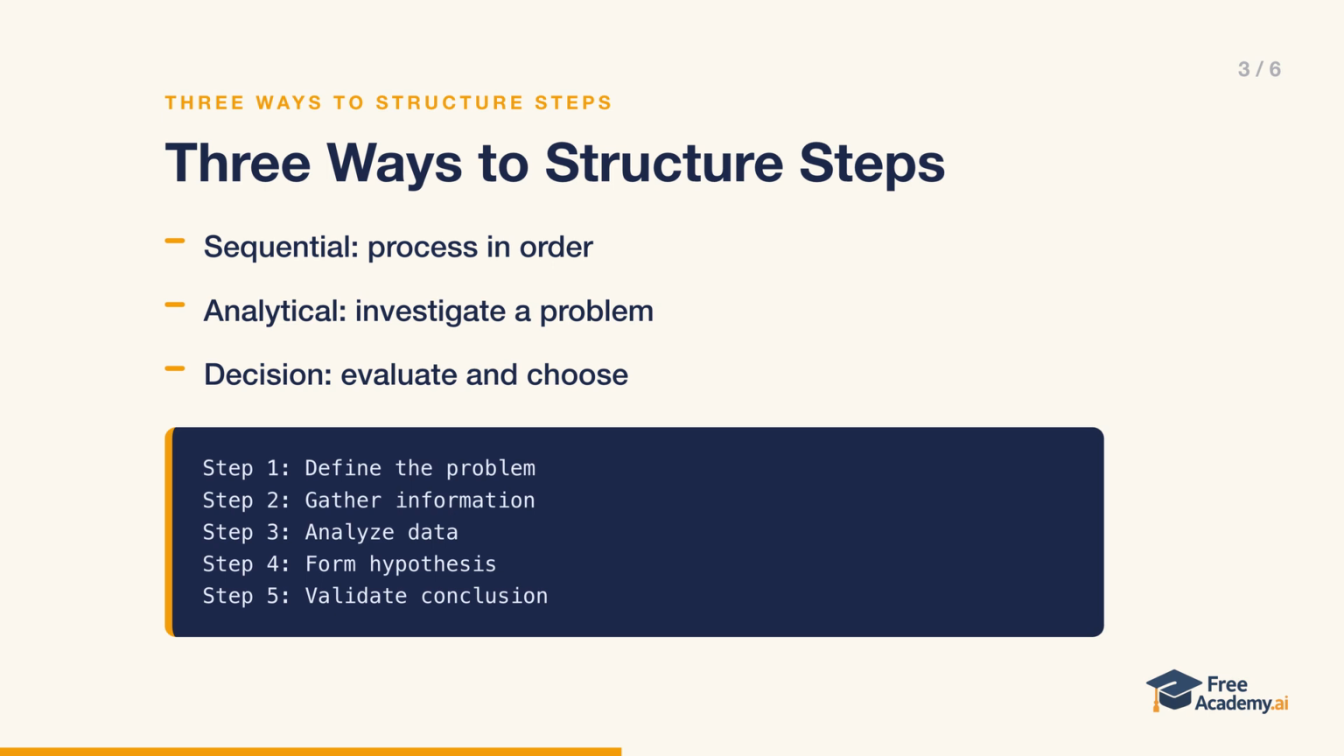Steps can be organized in a few different ways depending on the task. For a process with a clear order, use sequential steps like gather requirements, design, implement, test, then deploy. For understanding a problem, use analytical steps, which is what you see on screen. Define the problem, gather information, analyze the data, form a hypothesis, then validate your conclusion. And for making a choice, use decision steps. List options, define criteria, evaluate each option, compare results, then make a recommendation.